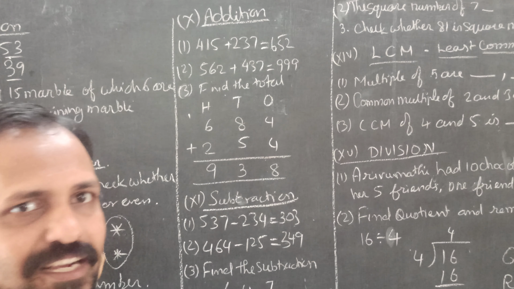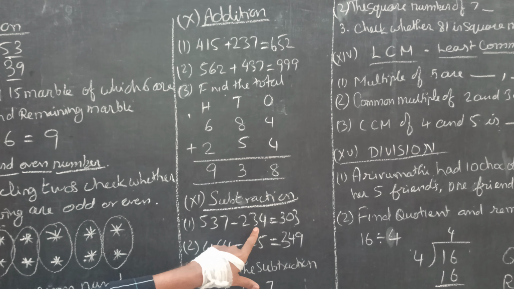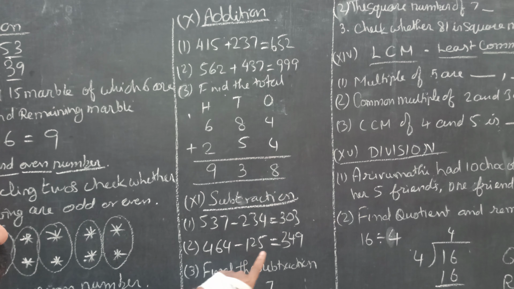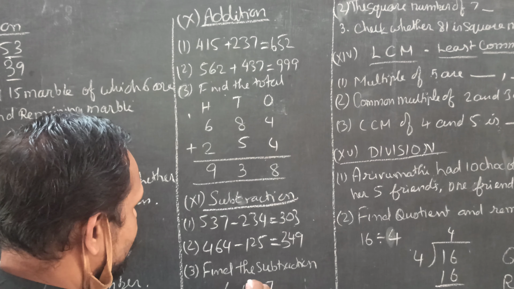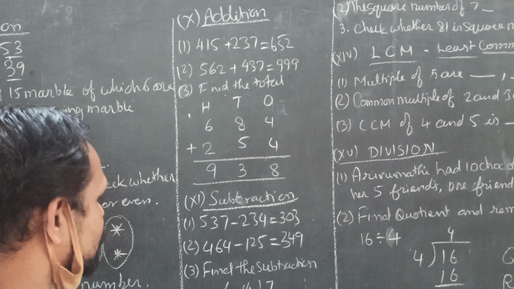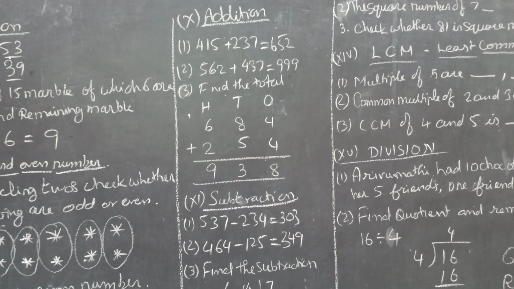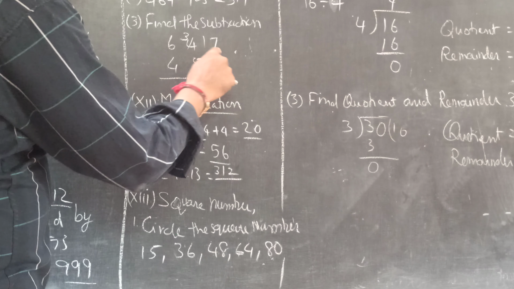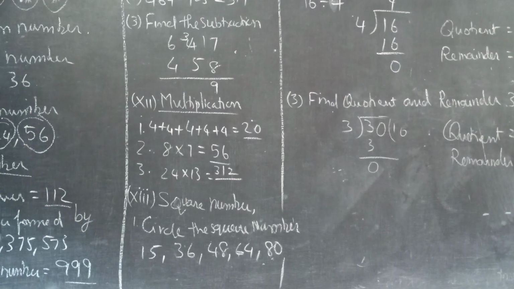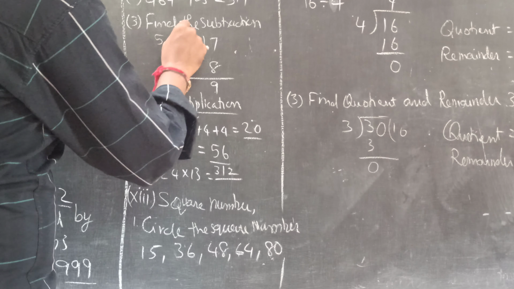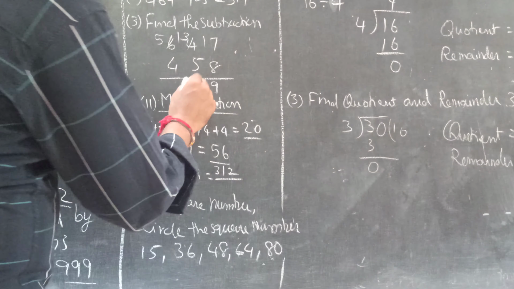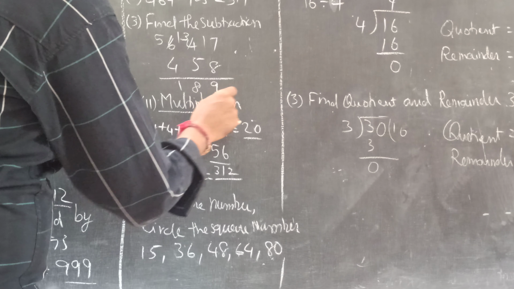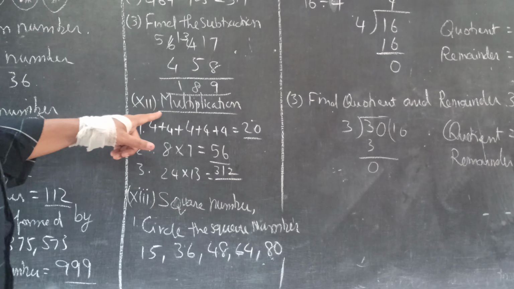Next we are coming to subtraction. So subtract these. It is 303. Subtract these two numbers. It is 349. Find the subtraction. So when it is 14, we borrow from the nearby number. It becomes 3 and it becomes 17. 17 minus 8 is 9. 3 minus 5 still not possible. We make it 5. It becomes 13. 13 minus 5 is what? 8. So 5 minus 4 is 1. This is 189.